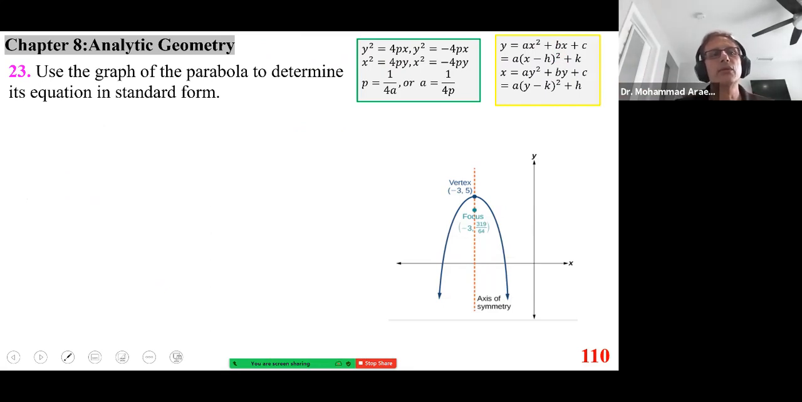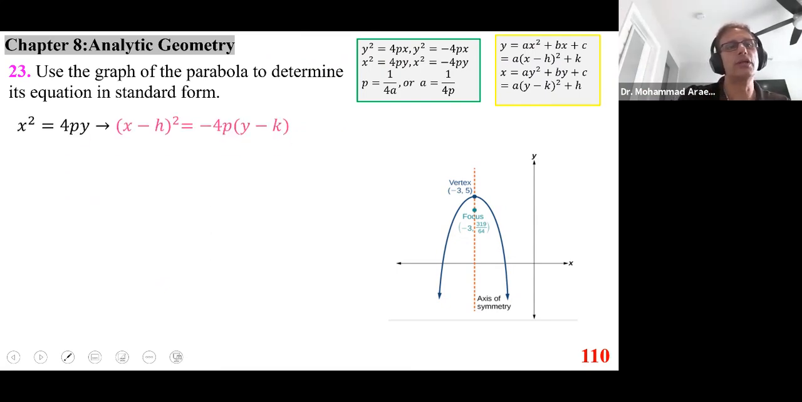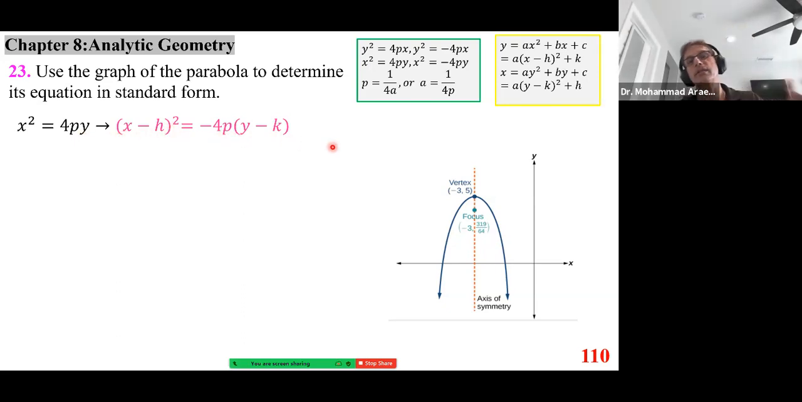Graph is given. We want to come up with the equation in standard form. And if we want to go with the standard form we just learned, x squared equals 4py, or x minus h quantity squared is minus 4p times y minus k, if we want to stick with that, because it opens downward. And of course, remember that a is negative, or in this case, you can think of p. So look at the location of the vertex, which is negative 3, 5. And the focus, it is at negative 3, 19/64. This distance is the focal distance.